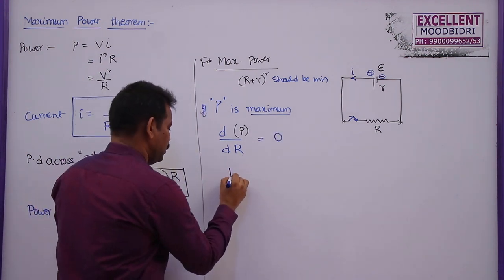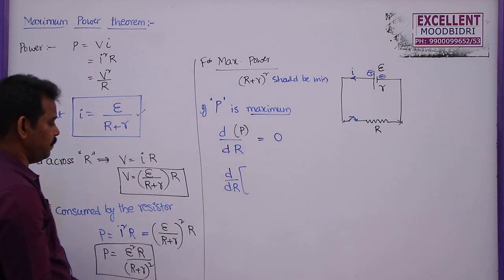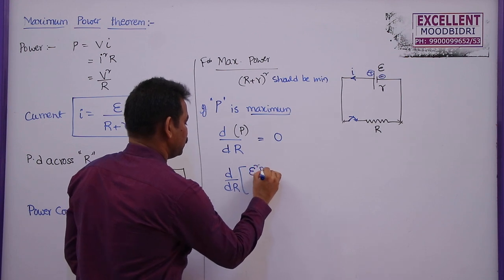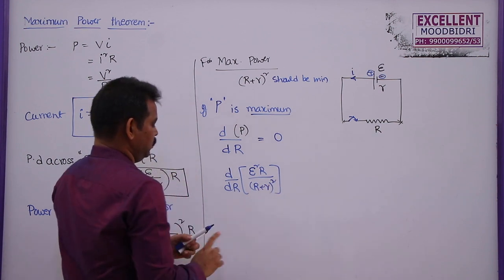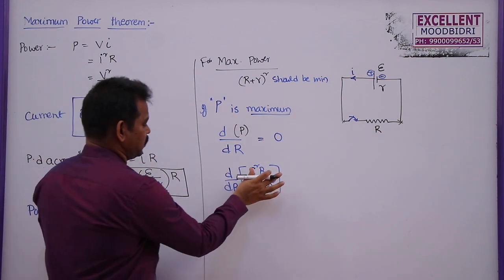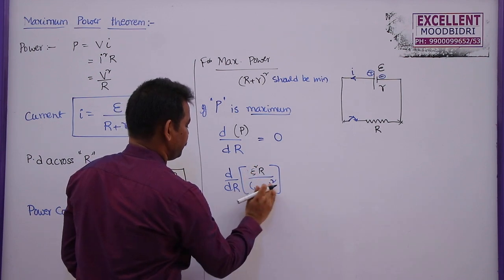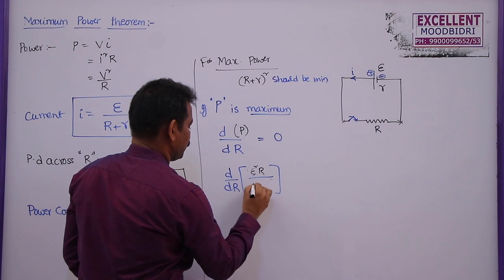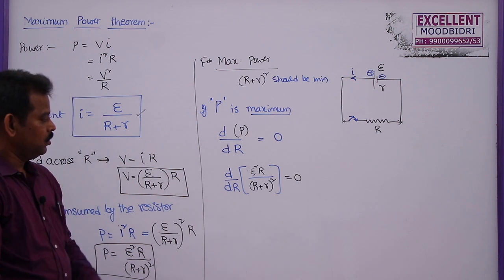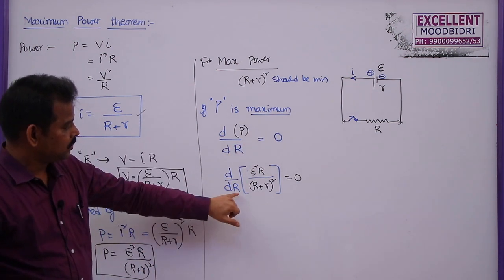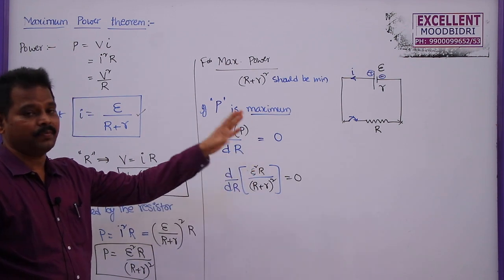So, now I am going to write d by dR of the power. What is the power formula? E square R by (R plus small r) whole square. So, this is dP by dR. Let me write P in black color only. This is E square R by (capital R plus small r) whole square, which must be equal to 0. The derivative of power with respect to the resistance is 0, because we are finding this with respect to this capital R value when the power is maximum.